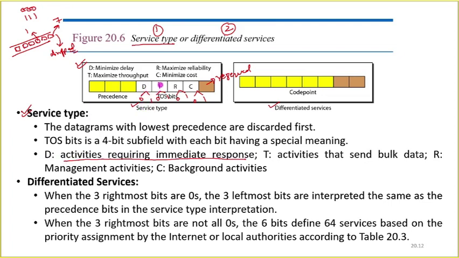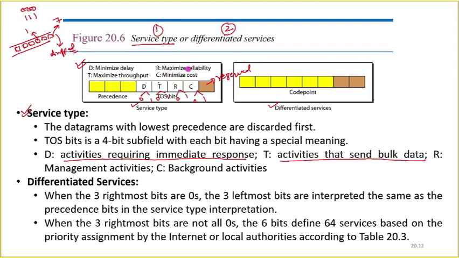Similarly, T is for throughput. If any services or activities send bulk data, that means it requires high speed. If it requires high speed, then this T bit should be 1. That will be indicating that maximized throughput is required for this packet.